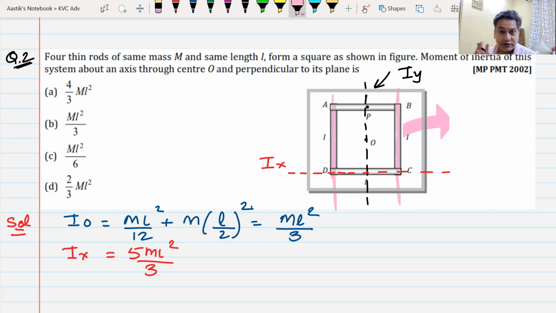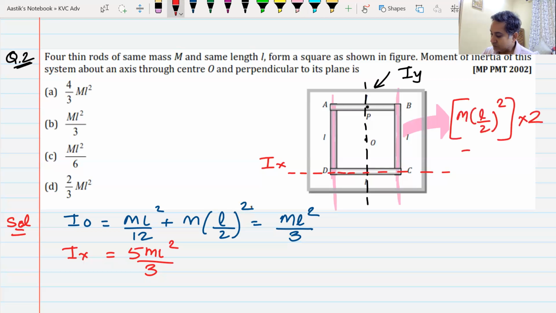So it will be m into distance square, that is L by 2 whole square, multiplied by 2. So the answer would be m L by 2 whole square. That is the moment of inertia of one rod multiplied by 2. Yes or no? Yes, sir. So it will be ml square by 2. We get this?